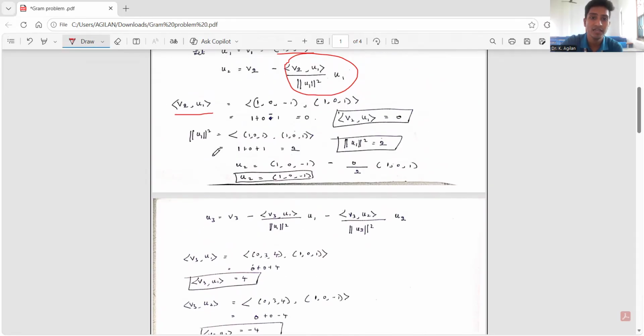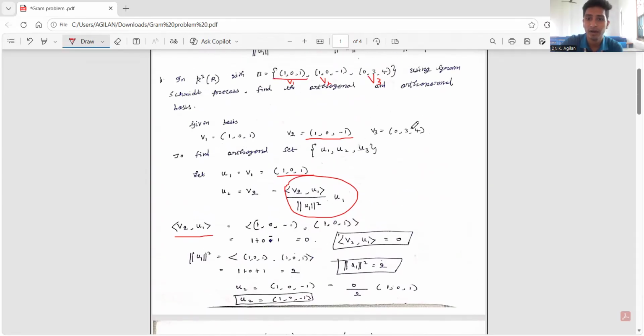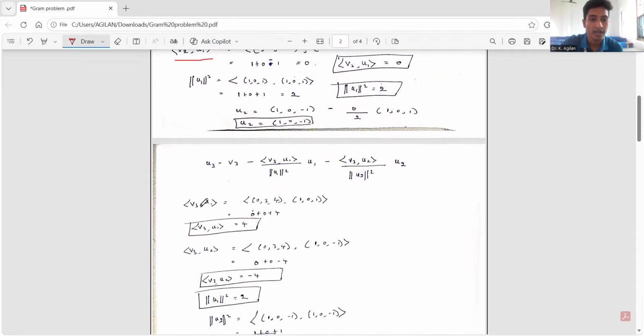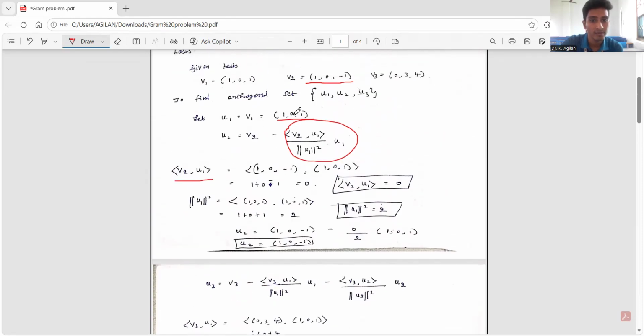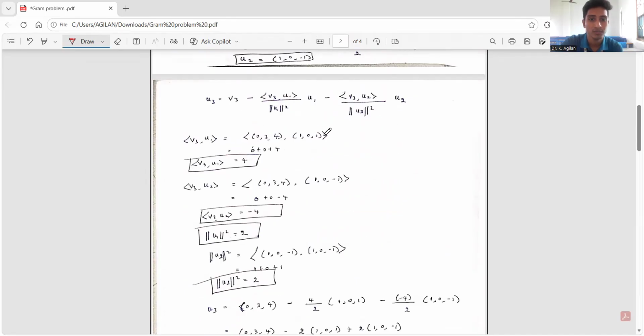What is V3? V3 is nothing but 0 comma 3 comma 4, right? And then what is U1? U1 is nothing but 1 comma 0 comma 1. So substitute these values, again the process of inner product. So 0 into 1, 0. 3 into 0, 0. 4 into 1 is 4. So the inner product of V3 comma U1 is nothing but 4.